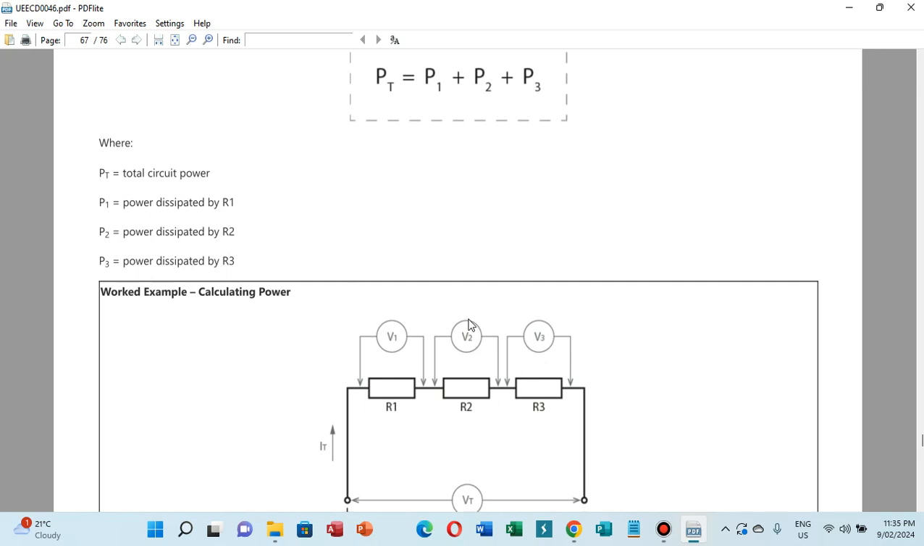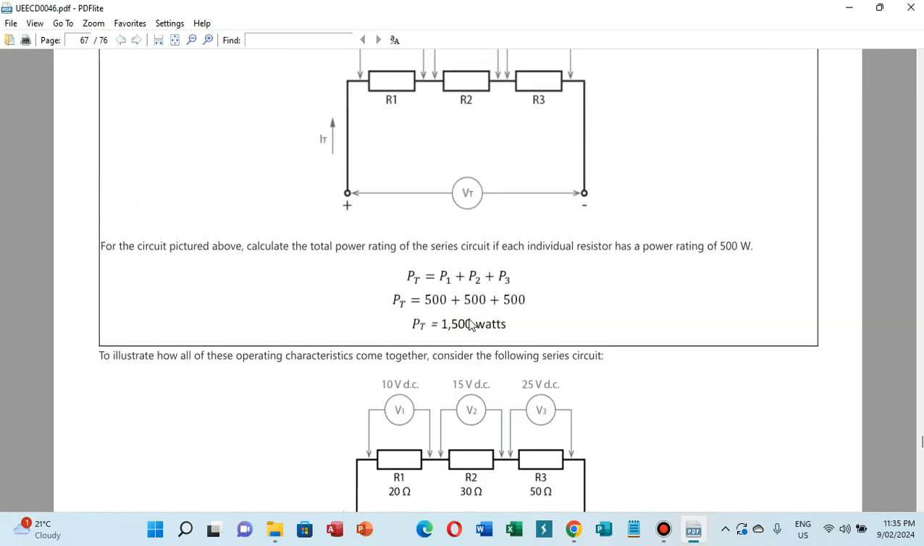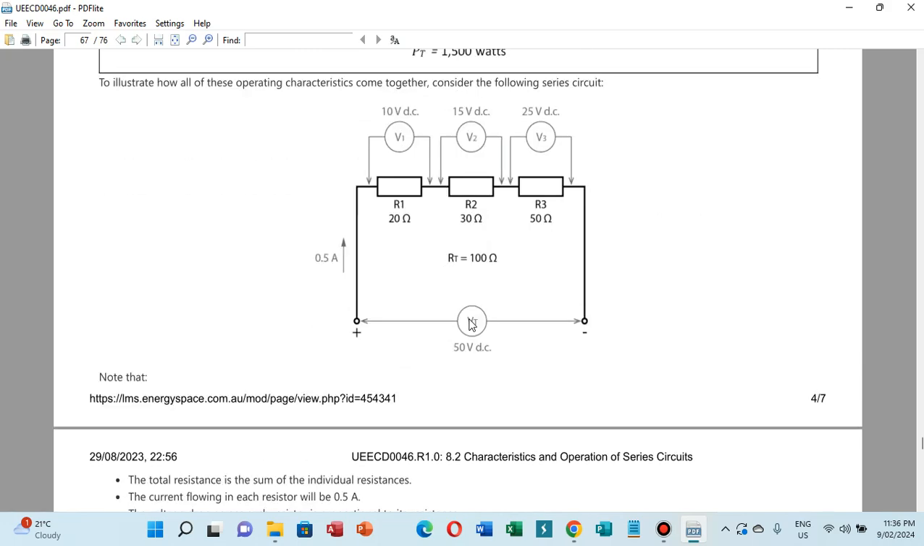Similarly, we also calculate the power. The total power equals power 1 plus power 2 plus power 3. In this case, power 1 is 500 watts, power 2 is 500 watts, and power 3 is 500 watts, so by adding the three powers you get the total power.